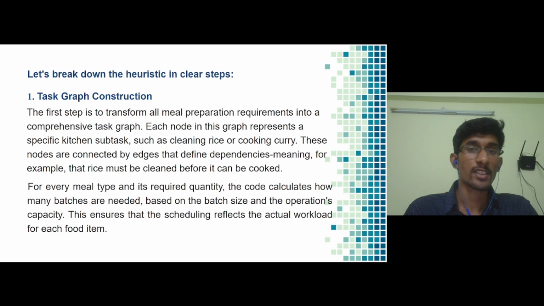Now let's break down the heuristic into multiple steps. The first step involves the task graph construction. In this step, we transform all the meal preparation requirements into a comprehensive task graph where each node in the graph represents a kitchen subtask, and all these nodes are connected by edges that define the dependencies between them. For example, rice needs to be cleaned before it can be cooked. For every meal and its required quantity, the code calculates how many batches are needed based on the batch size and the operations capacity. This ensures that the scheduling reflects the actual workload for each food item.